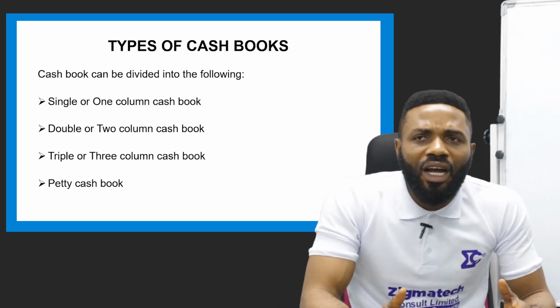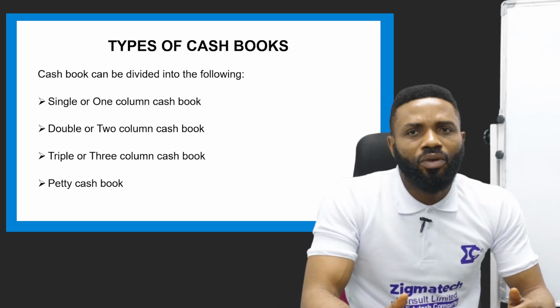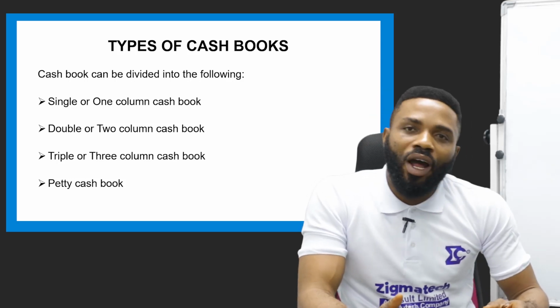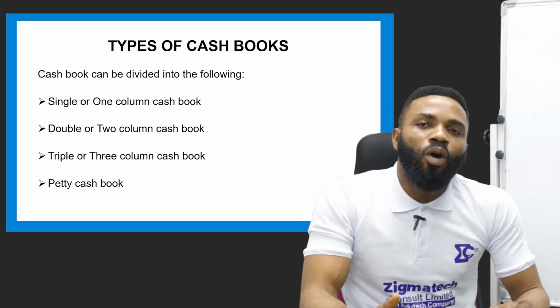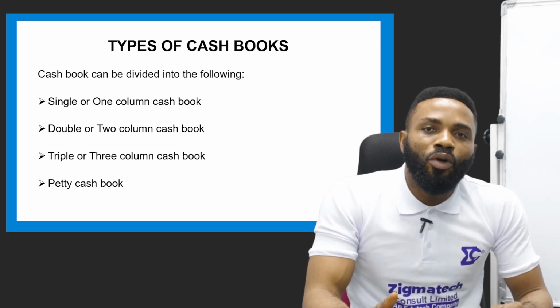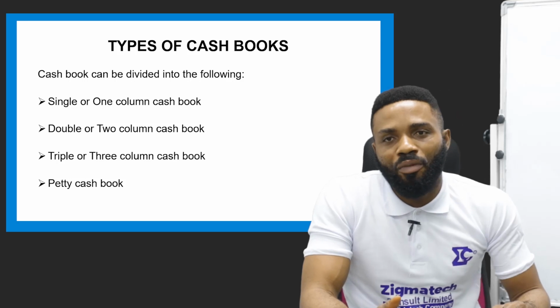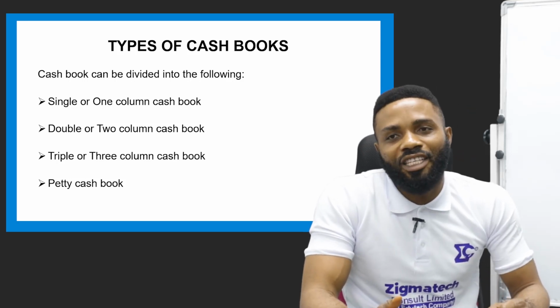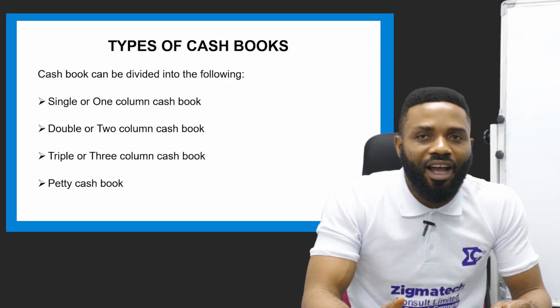Now let's quickly look at the types of cash book. We have basically 4 types of cash book. Number 1, the single or 1 column cash book. Number 2, double or 2 column cash book. Number 3 is triple or 3 column cash book. And the last but not the least is the petty cash book.